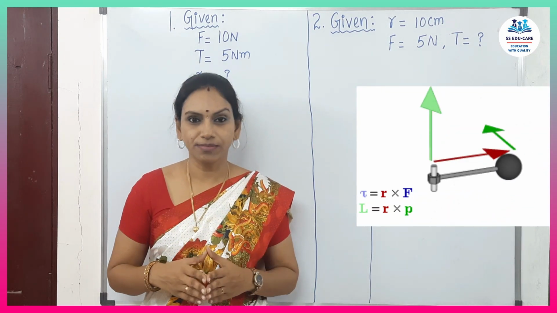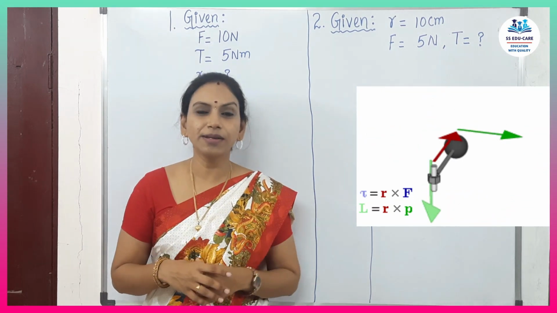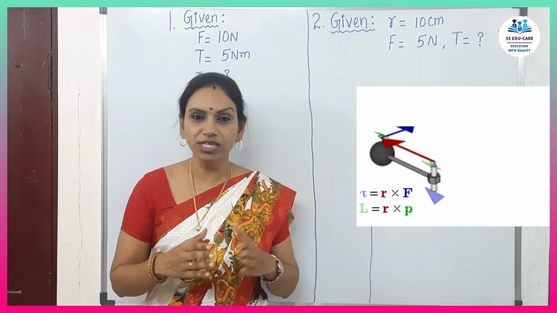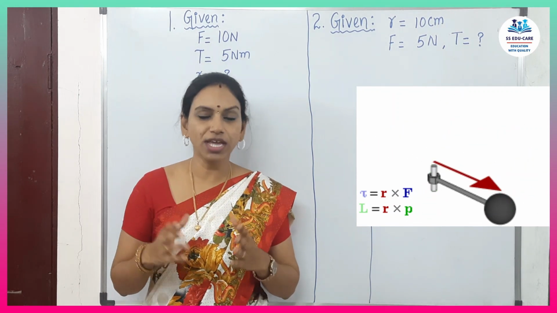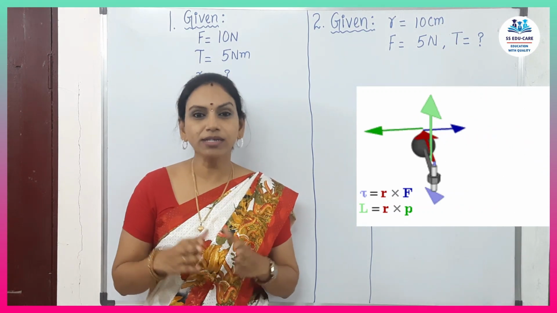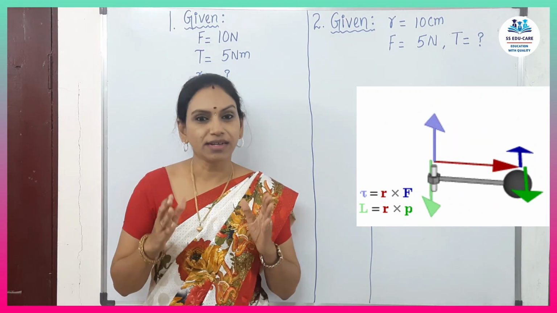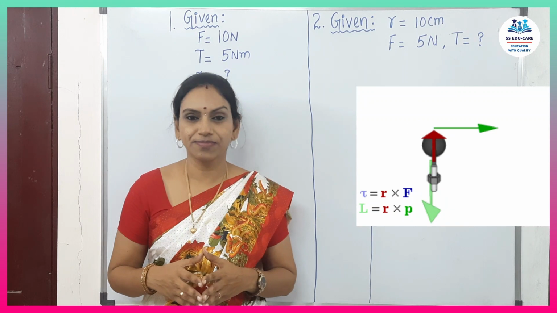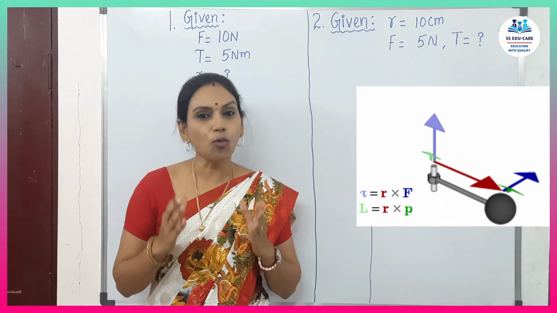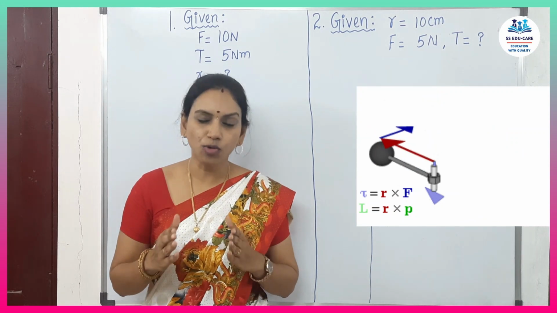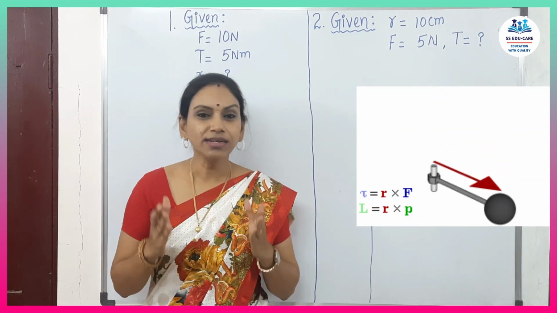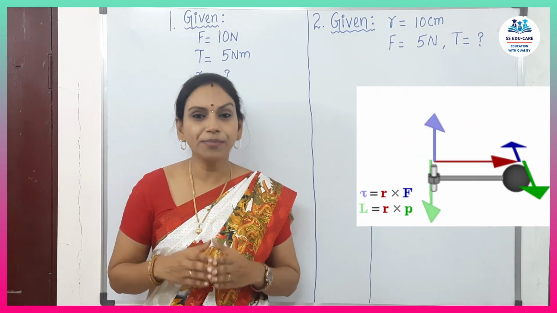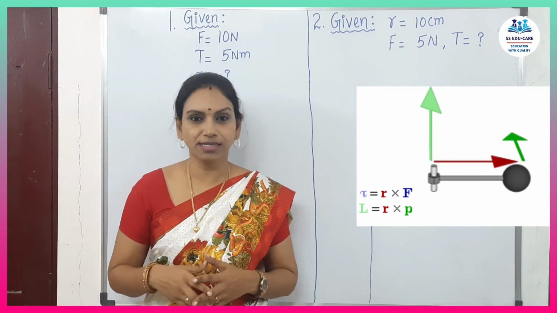Formula number 1. Look at the picture seen here. The picture has 2 ends where one end is pivoted and the other end is free. The green arrow mark shows the force and the red arrow mark denotes the perpendicular distance. So what is formula 1? It's tau is equal to F into R. F is your force multiplied by R, your perpendicular distance.